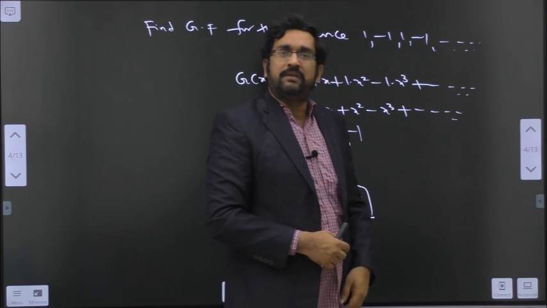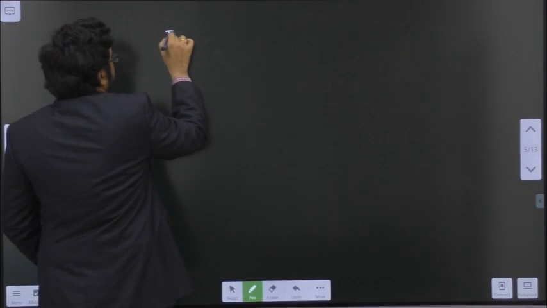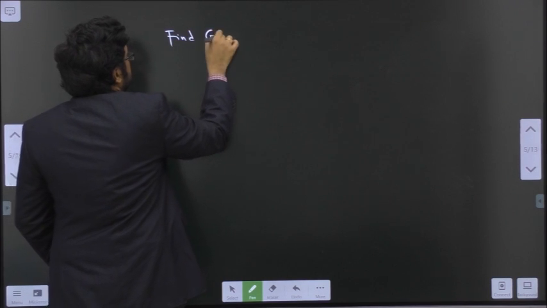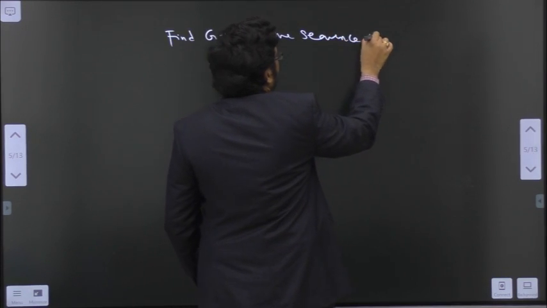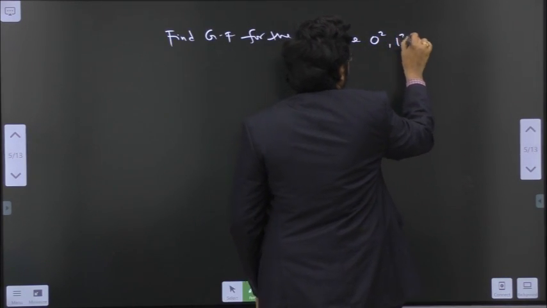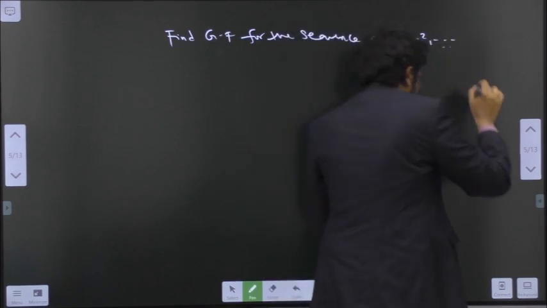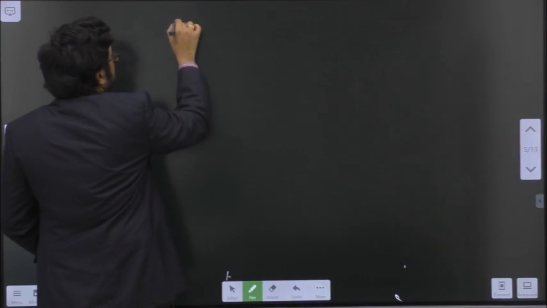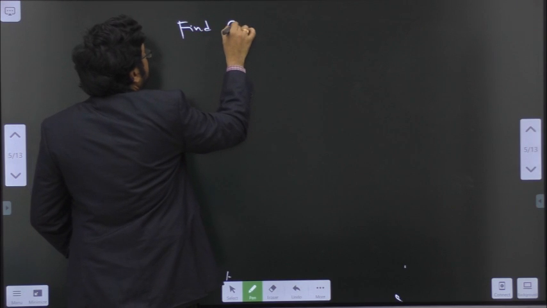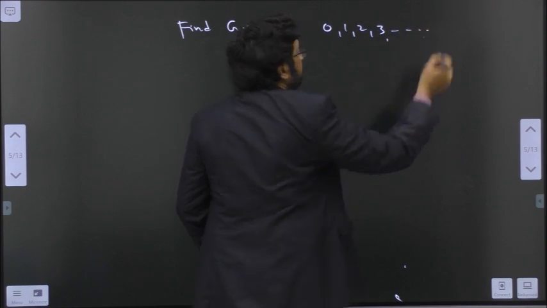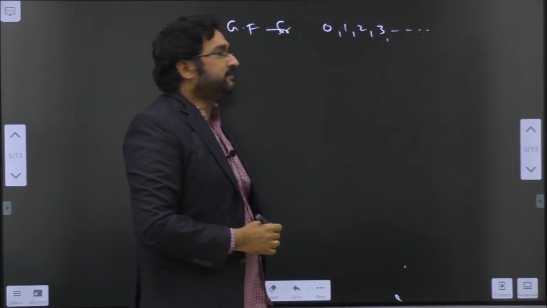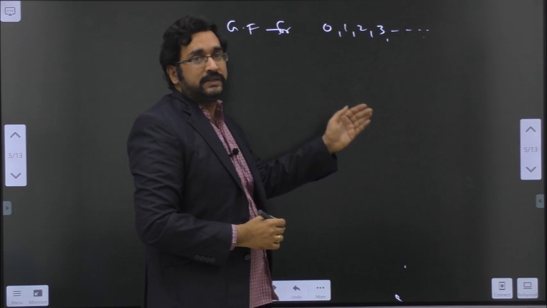Now consider one more example. Find the generating function for the sequence 0 square, 1 square, 2 square and so on. Next, one more example. Find the generating function for the sequence 0, 1, 2, 3 and so on. So we have to find the generating function for the sequence 0, 1, 2, 3 and so on.